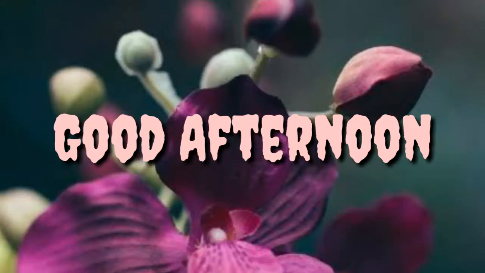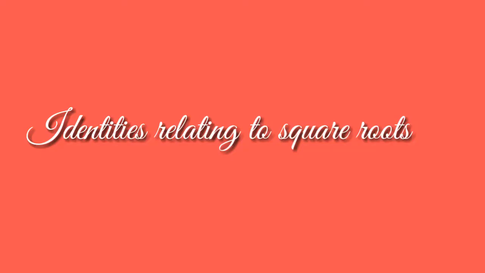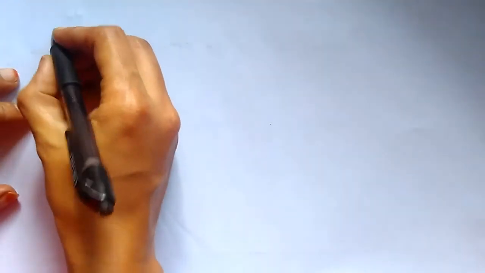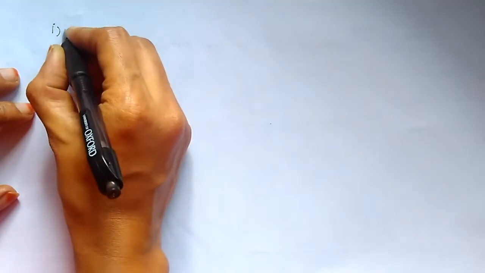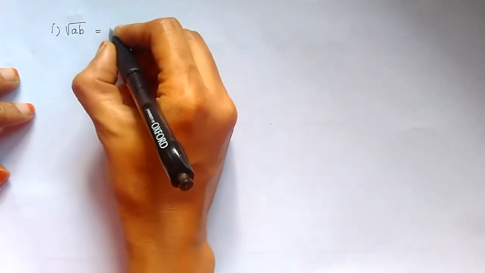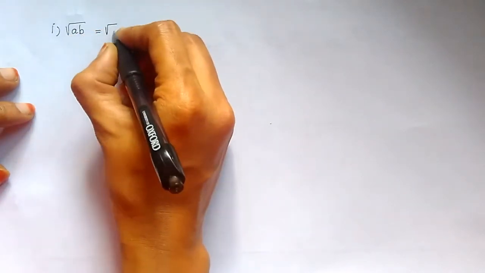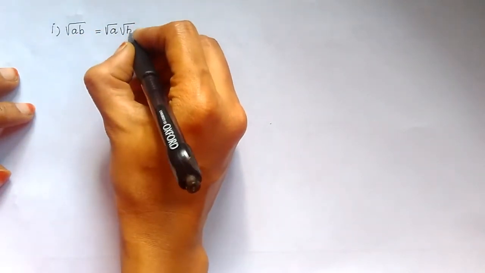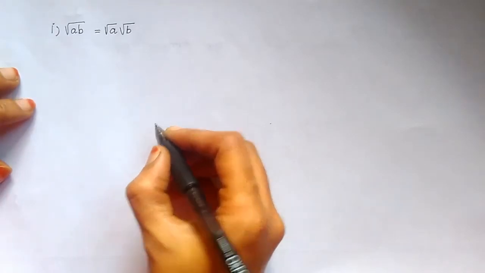Good afternoon. Today's class is about identities relating to square roots. Already you have studied a lot of identities. Today we are going to study some identities relating to square roots. First one is root of a into b, which is equal to root a into root b. This is the first identity.